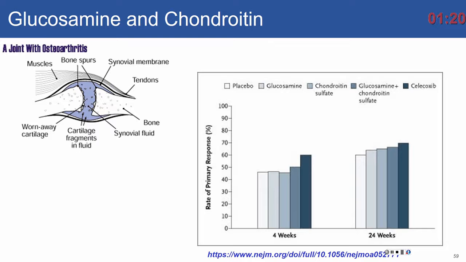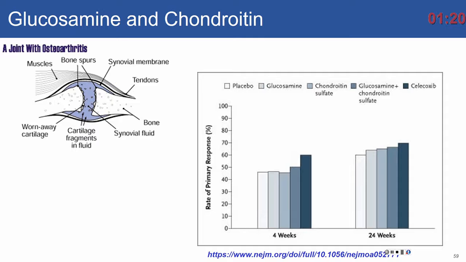So when we think about it, here's a joint with osteoarthritis. So there's a large percentage of people that are suffering with osteoarthritis in the United States, and in fact worldwide, but it's a very large population. What you end up seeing is the cartilage wears away at the ends of the long bones, and here we're just looking at a specific joint. You have the synovial membrane and synovial fluid, but you have little pieces of bone, you have cartilage, and so there's been some evidence that taking glucosamine and chondroitin will actually help improve the pain from osteoarthritis.